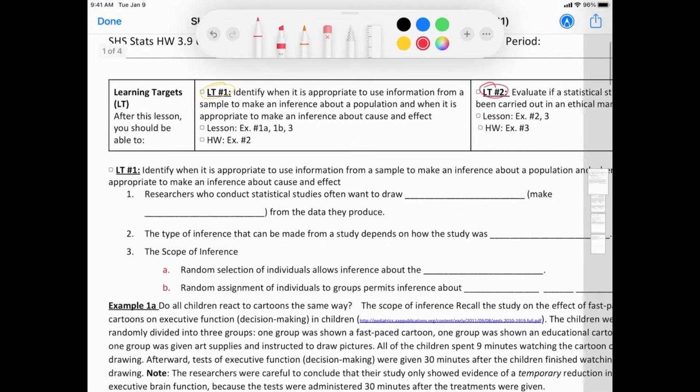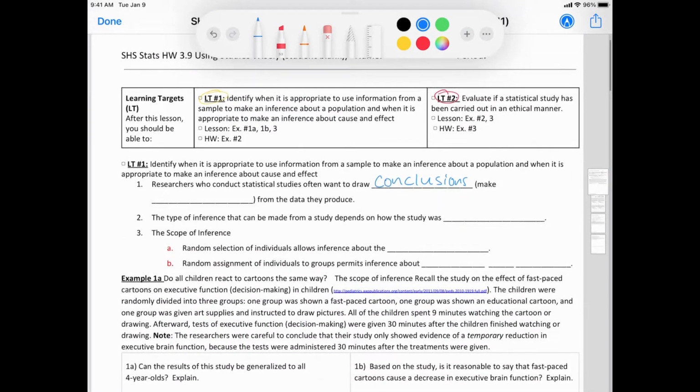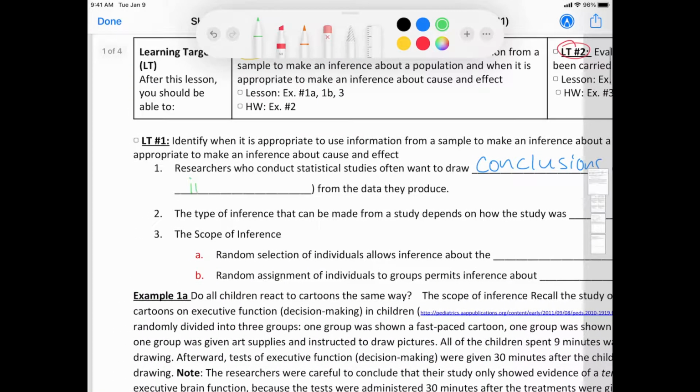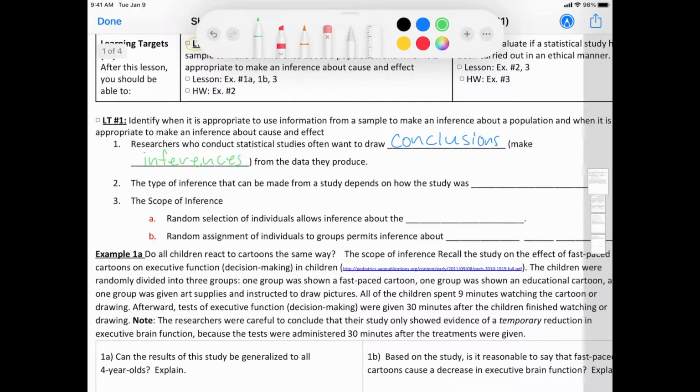Learning target number 1, researchers who conduct statistical studies often want to draw conclusions. And another word for conclusion is a statistical word we've been using as making inferences from the data they produce. The type of inference that can be made from a study depends on how the study was designed.